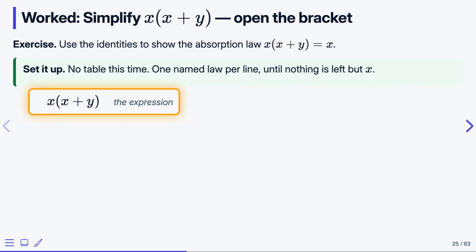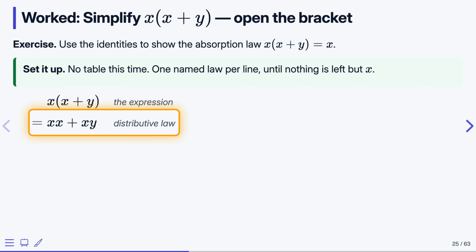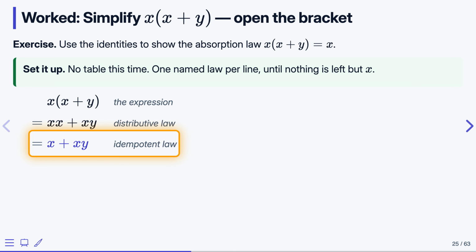Line 0 is the expression we start from. Step 1. The distributive law. Distribute the x over the bracket. We get x times x plus x times y. Step 2. The idempotent law. It says x times x is just x. So the first term becomes a plain x, and we are left with x plus xy. That already looks close to the answer, but we cannot simply drop the second term. We have to earn it.